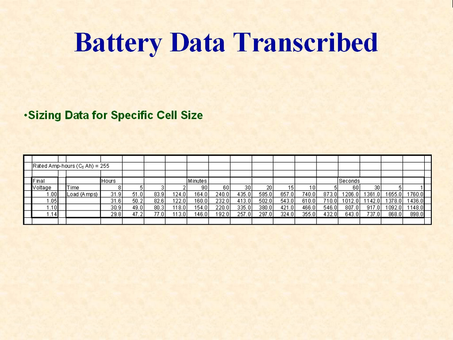To define the data for the discharge curve, we need to collect the sizing data for a specific cell size. Tabulated here is the data taken from the manufacturer's tables for the 255 ampere hour cell. As is typical, the data includes the discharge currents for various times to 4 different final voltages.